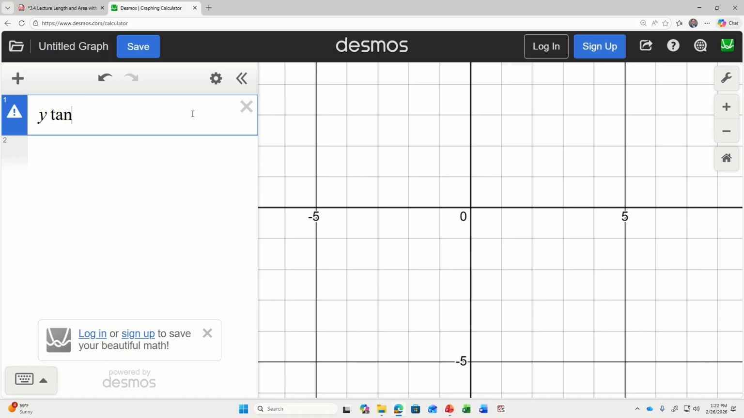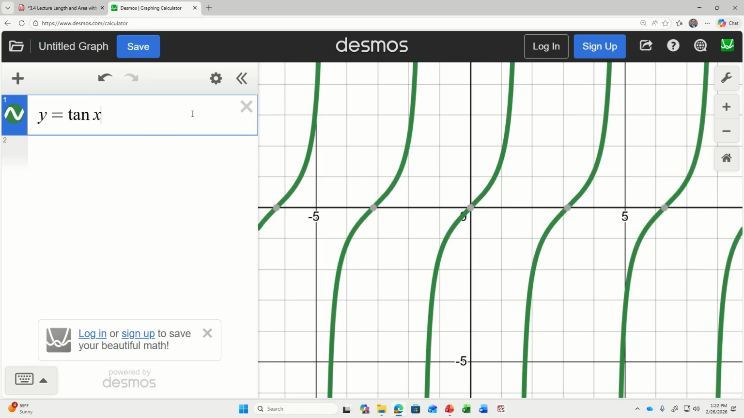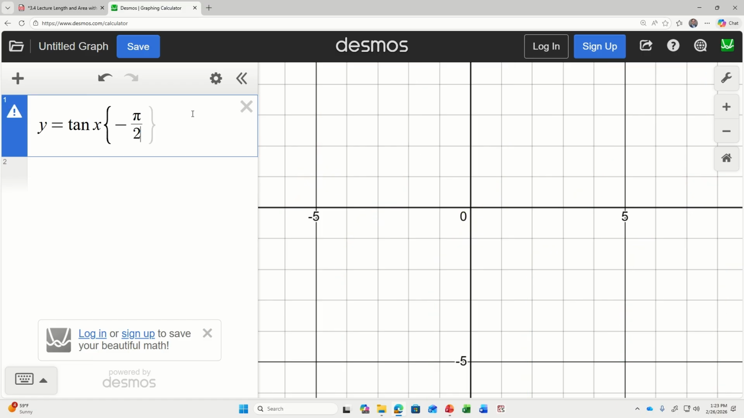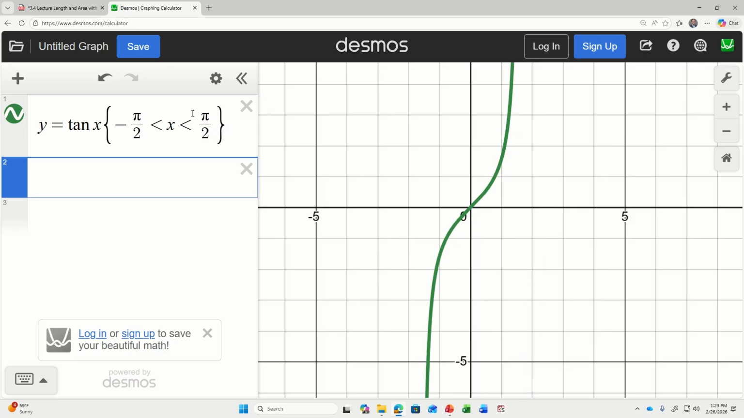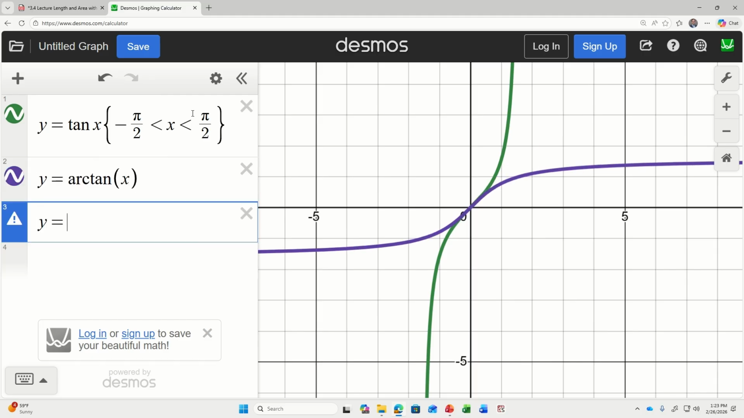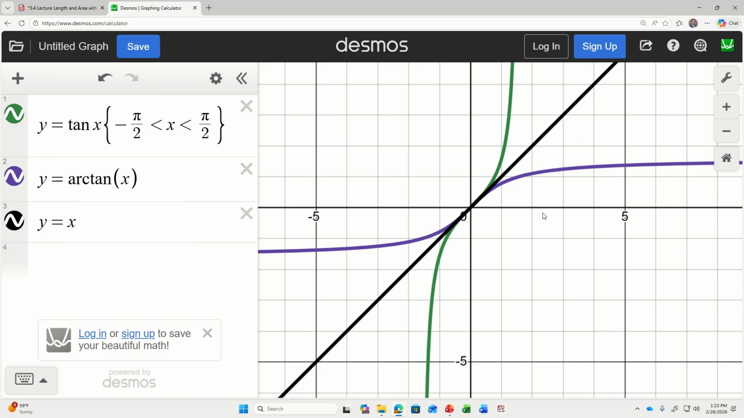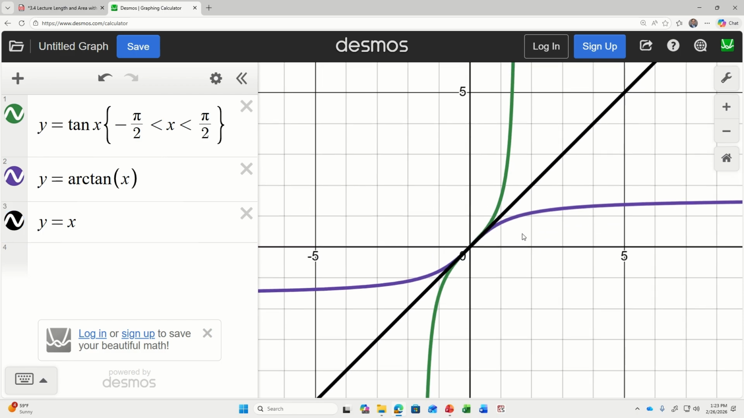Because this is the tangent function, and if I narrow it down to the principal branch of the tangent function, that's between negative pi over 2 and pi over 2. This is what it looks like. And then its inverse function, every inverse function is a mirror image over this diagonal line. So in green you've got tangent, in purple you've got arctangent. You can see it's a mirror image.